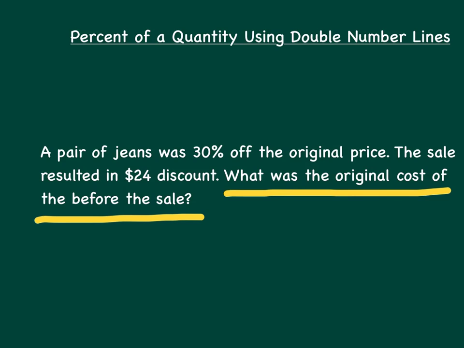Next, we need to ask ourselves what information was given to us that we could use to solve this problem. So let's take a look. A pair of jeans was 30% off. 30%, we're dealing with percent, so we know that's important. We also know that the 30% was off the original price.